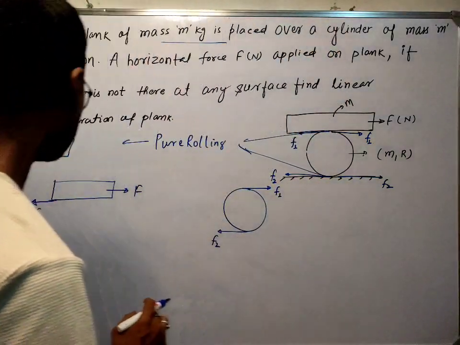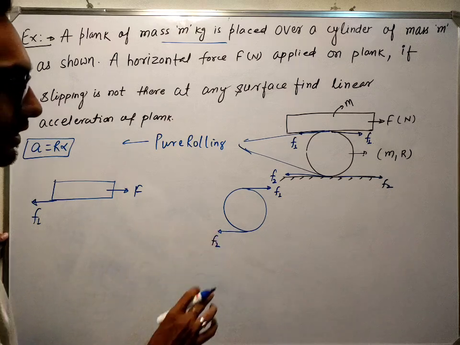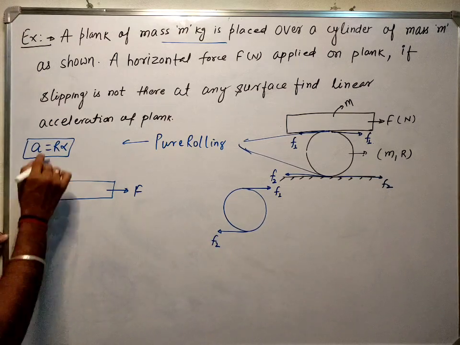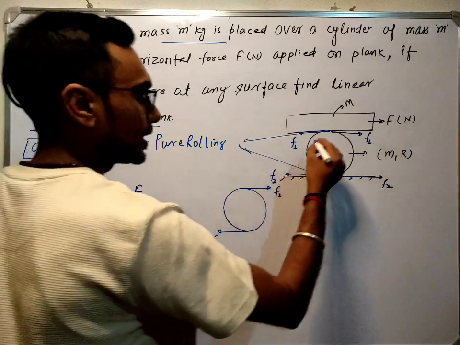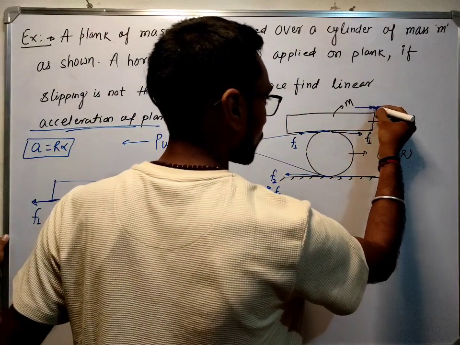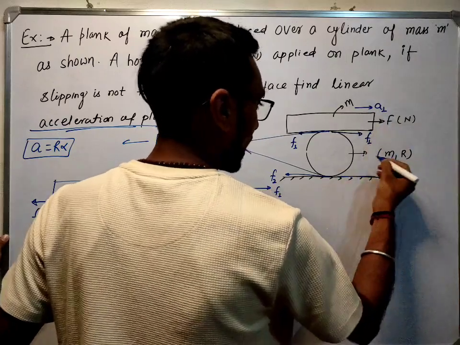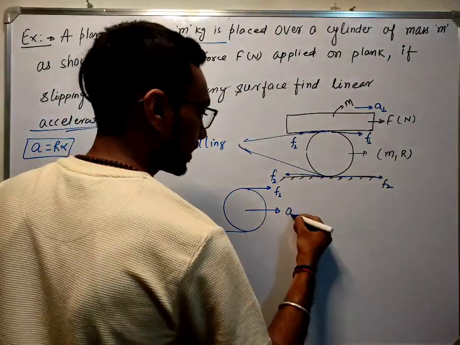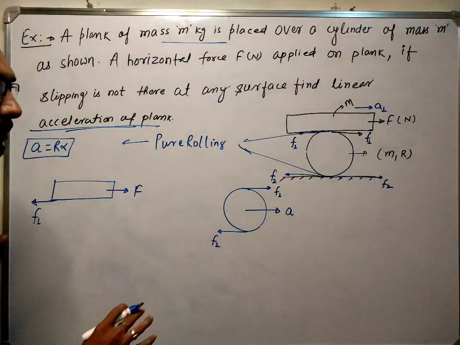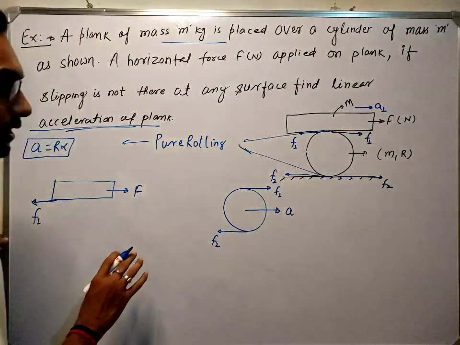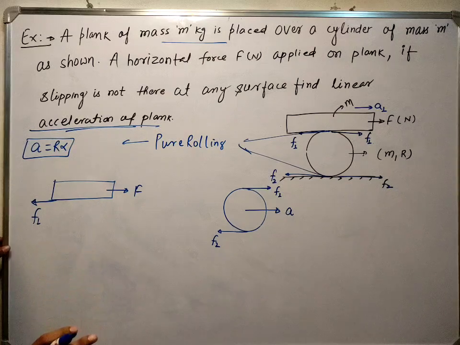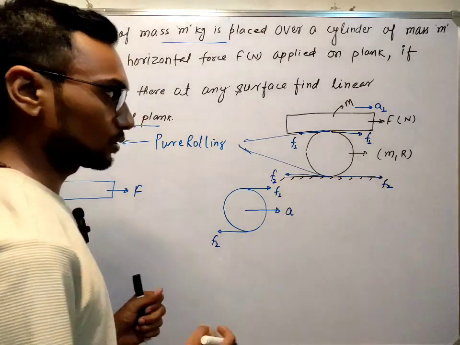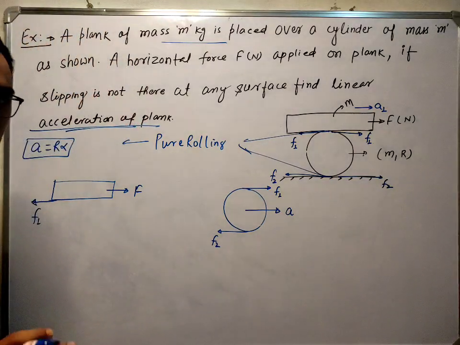Okay, so now we can write the equations. Here we have to find the linear acceleration of the plank. Let's suppose we have assumed the linear acceleration of the plank as A1 and the linear acceleration of the cylinder is taken as A. Now we have to write the equations. F1 is unknown, F2 is unknown, and A is also unknown, so we have to write at least three equations.